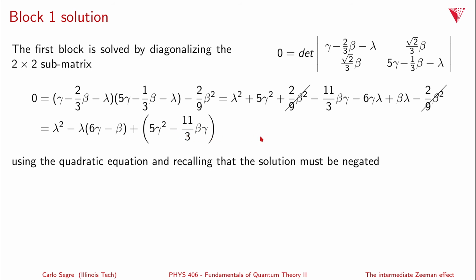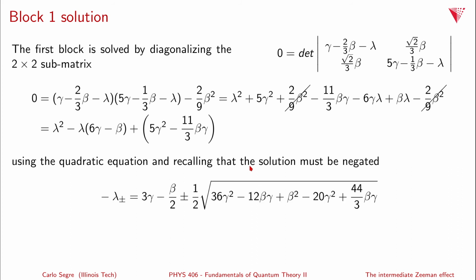I can solve this using the quadratic equation and realizing that the solution is negative because the W matrix had that minus sign in front. I can write that minus lambda plus minus is equal to the solution of this quadratic equation, which is 3 gamma minus beta over 2 plus or minus 1/2 times the square root of 36 gamma squared minus 12 beta gamma, plus beta squared minus 20 gamma squared plus 44/3 beta gamma.